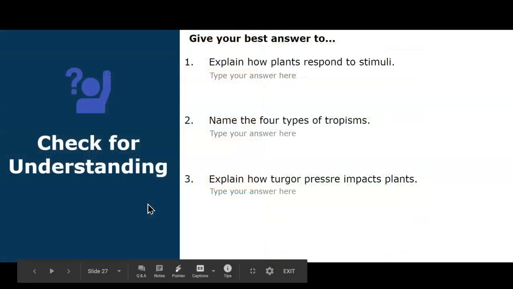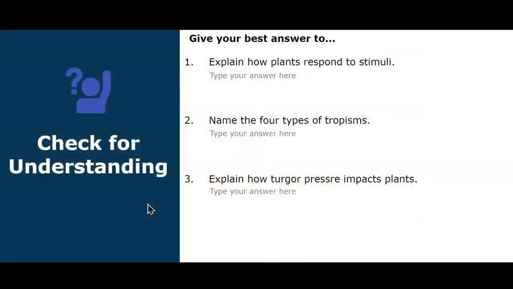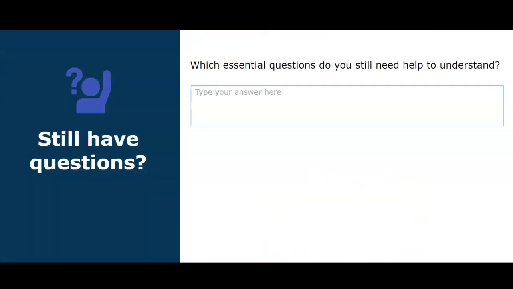Make sure you answer these 3 questions thoroughly. And are there any other essential questions you need help to understand?